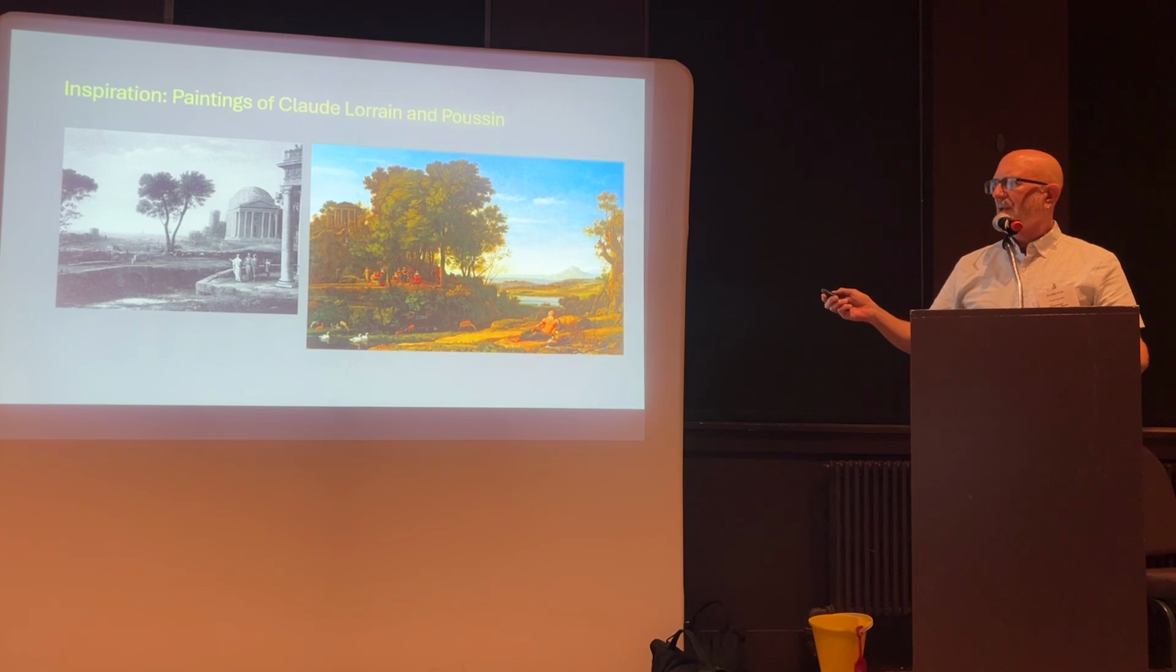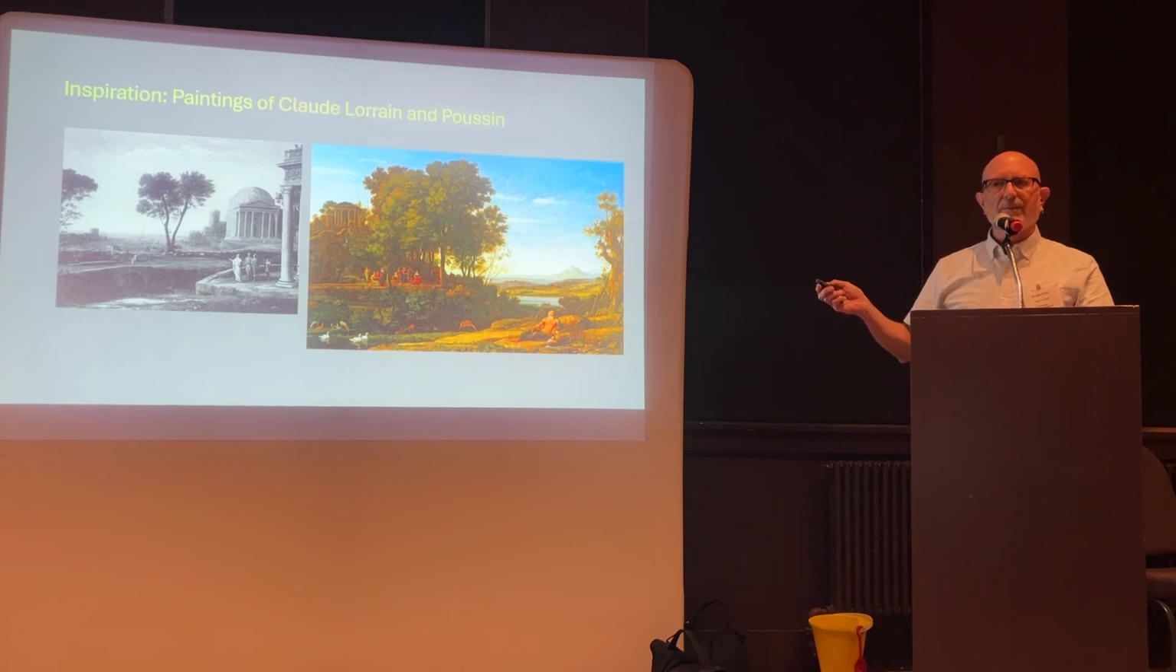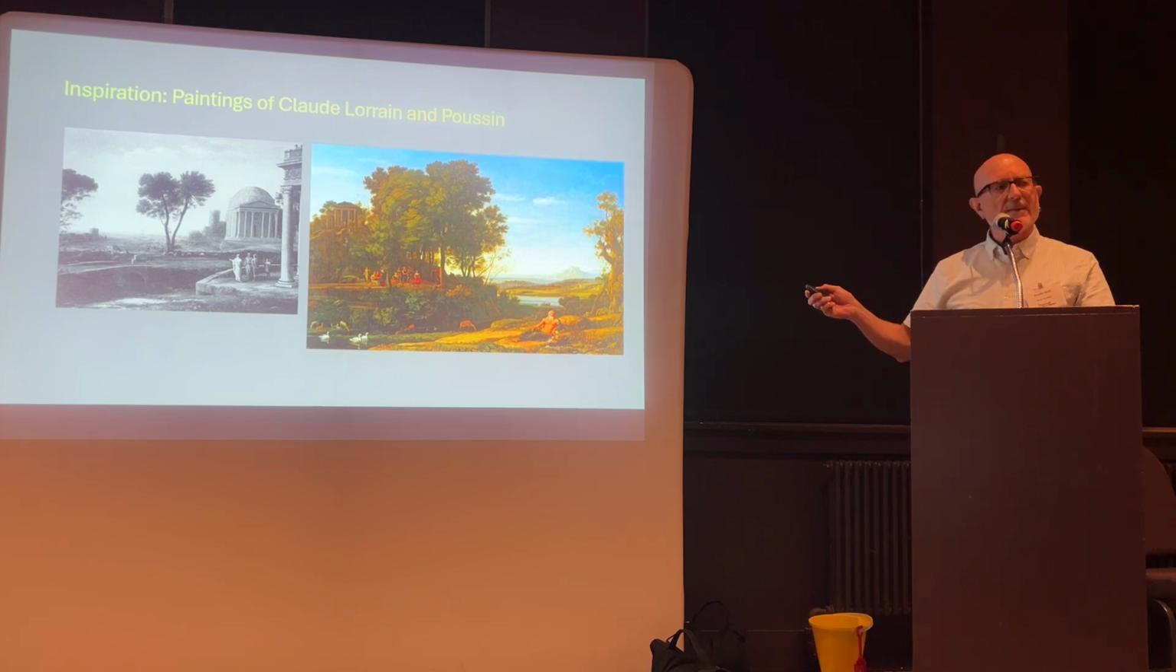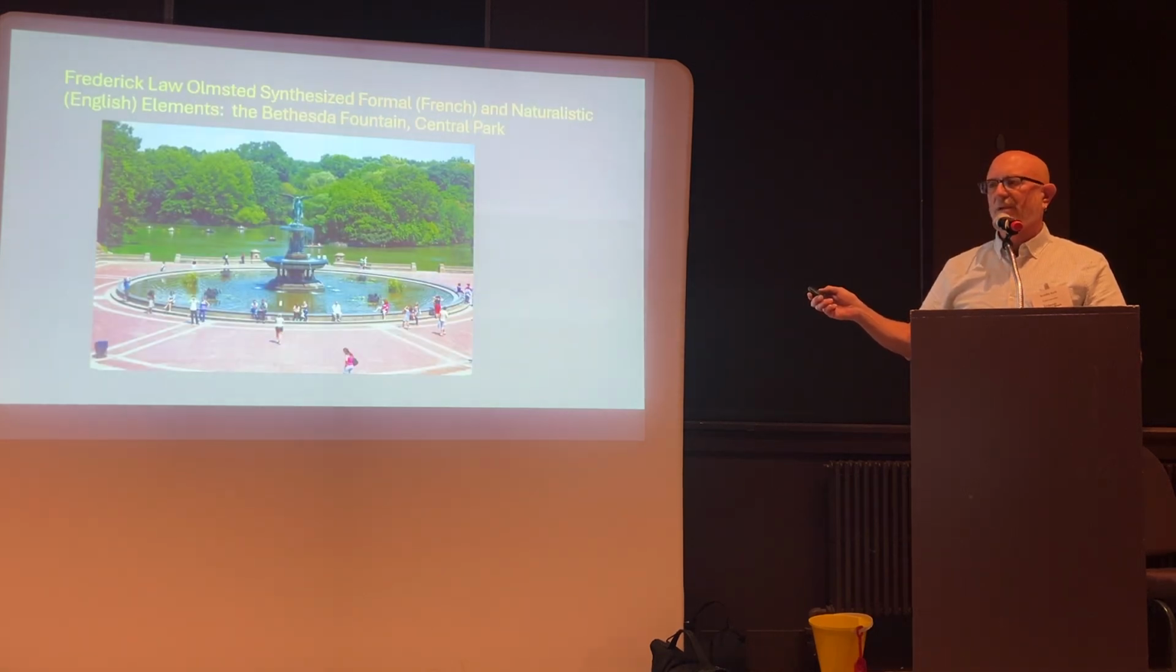The design of that landscape, which was Stourhead, one of the best examples of the 18th century English landscape park movement, was inspired by the paintings of Claude Lorrain and Poussin, both of the 17th century, and they were painting landscapes of what they thought were classical Roman landscapes. Again, there's no symmetry in those, and that really was exciting to the British.